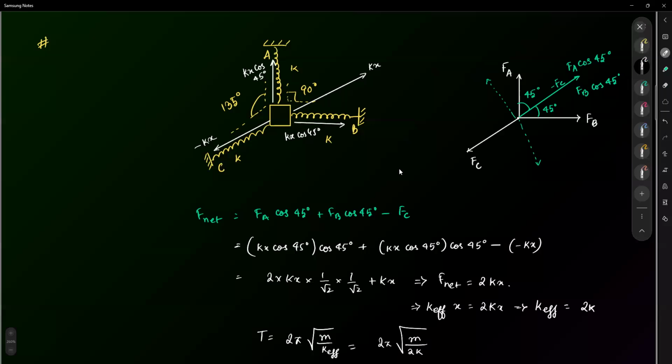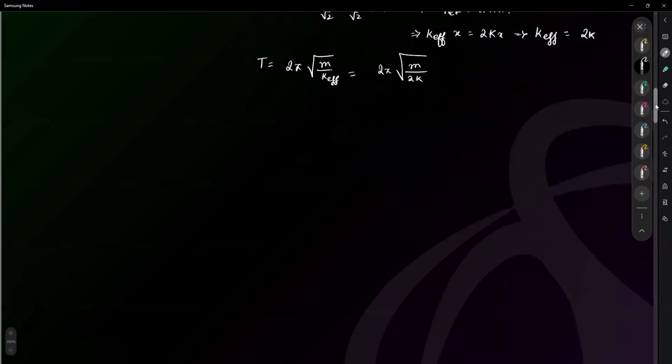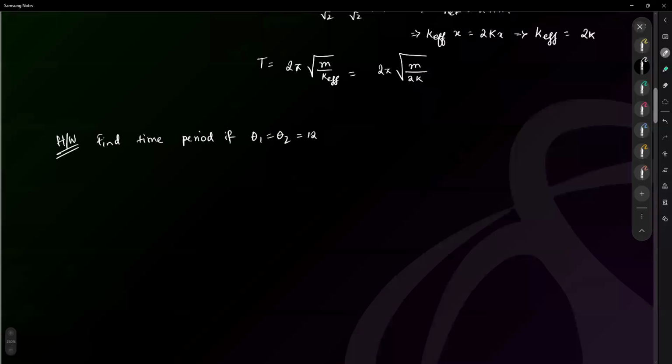Okay. Now consider this angle as theta 1, consider this angle as theta 2, consider the angle here as theta 3, or rather you don't need to consider theta 3. Now tell me, now your homework will be to find the time period if theta 1 equals theta 2 equals 120.